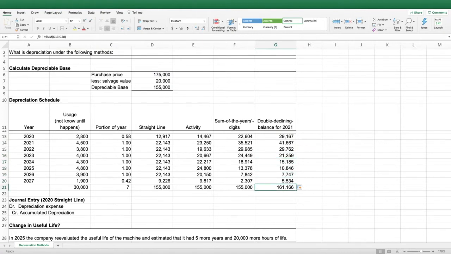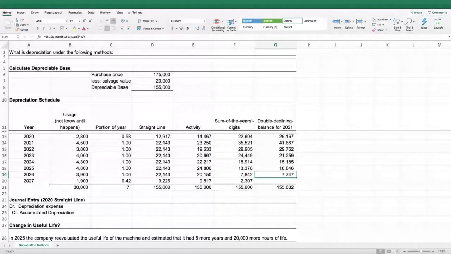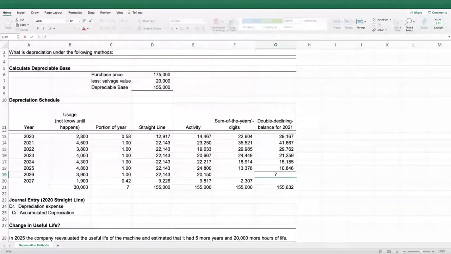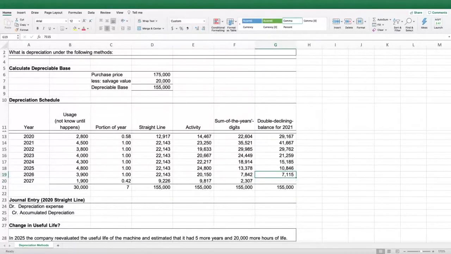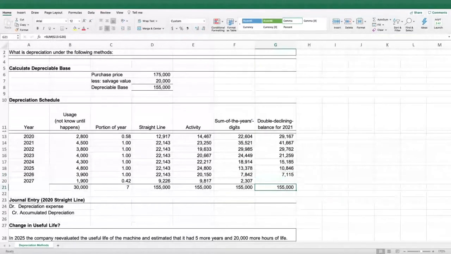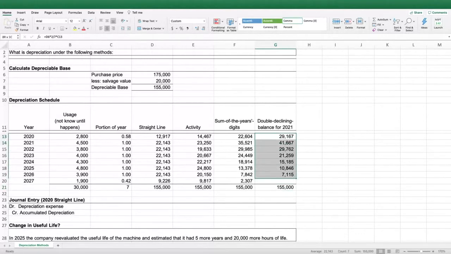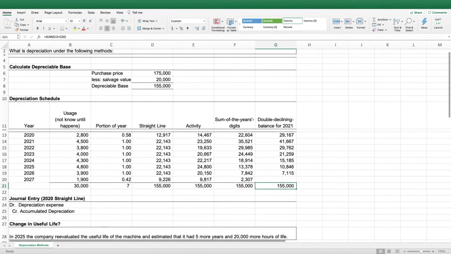However, I am ending up with $161,000 of depreciation when I only should have 155. So I need to stop depreciating once I hit its depreciable base, which is 155. So I need to stop depreciating sometime back up here. So if I delete that, I still end up with 155,632. So this needs to be reduced by $632, which gives me 7,115 is that. And that is a plug to give me $155,000 of total depreciation. So all these equal $155,000 of depreciation, which brings me to $20,000 of salvage value remaining, just like it is for all the others. That is double declining balance.